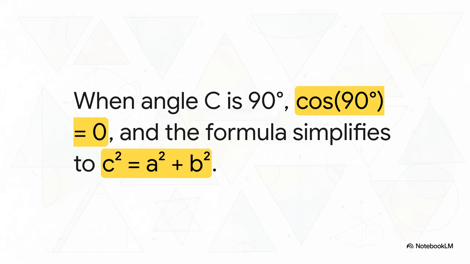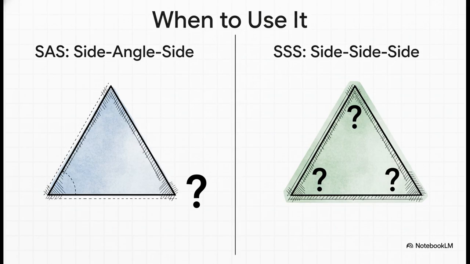How cool is that? Okay, so the big question is, when do you actually use this thing? It's really specific, which is good. You're going to reach for the Law of Cosines in 2 main scenarios. First, side angle side, or SAS, when you know 2 sides and the angle squished between them. And second, side side side, or SSS, when you know all 3 sides and need to find an angle.